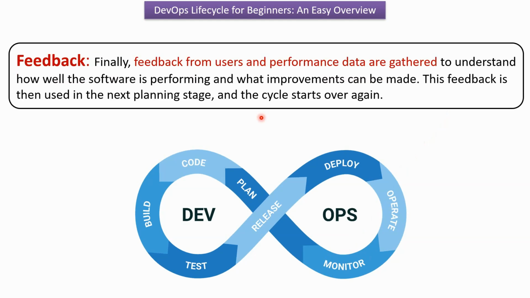Feedback. Finally, feedback from users and performance data are gathered to understand how well the software is performing and what improvements can be made. This feedback is then used in the next planning stage. Then the cycle starts over again.